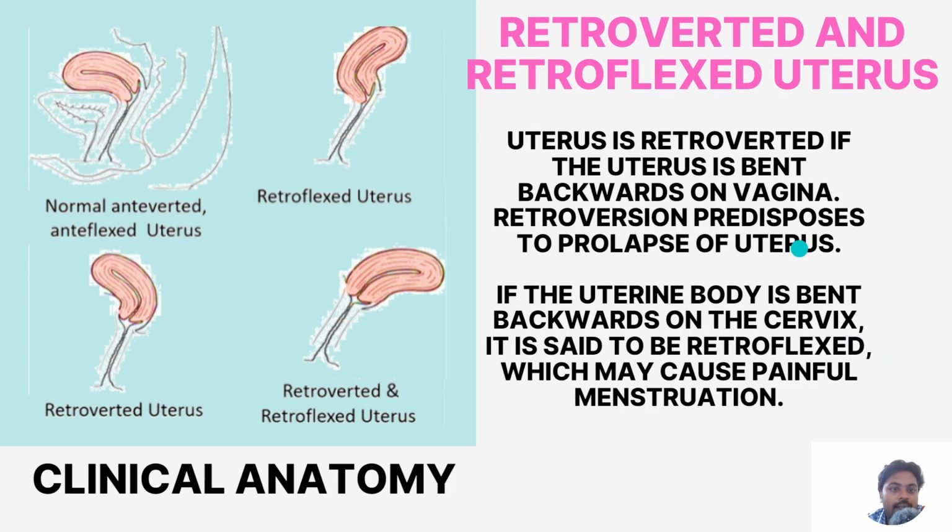Another clinical anatomy is the retroverted and retroflexed uterus. The uterus is retroverted if it is bent backward on the vagina. You can see here, this is the normal uterus, which is antiverted and antiflexed. These are the retroverted and retroflexed uterus. This condition happens if the uterus is bent backwards on the vagina, and this causes prolapse of the uterus.